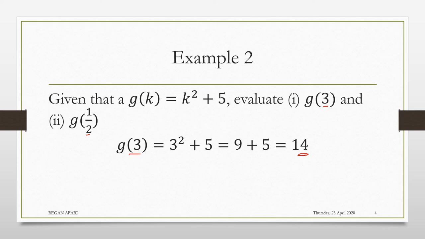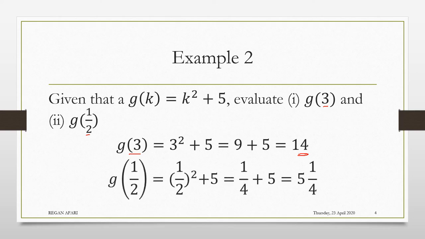How about g(1/2)? It follows the same process. We are putting it into this function, so we have (1/2) squared plus 5. Now (1/2) squared gives you 1/4, plus 5 gives you 5 and 1/4. So an input of 1/2 produces an output of 5 and 1/4.